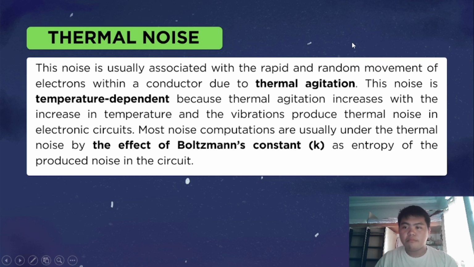And the final type of internal noise is thermal noise. This noise is usually associated with the rapid and random movement of electrons within a conductor due to thermal agitation. This noise is temperature dependent because thermal agitation increases with the increase in temperature, and the vibrations produce thermal noise in electronic circuits. Most computations of thermal noise use the Boltzmann constant as the entropy of the produced noise in the circuit.